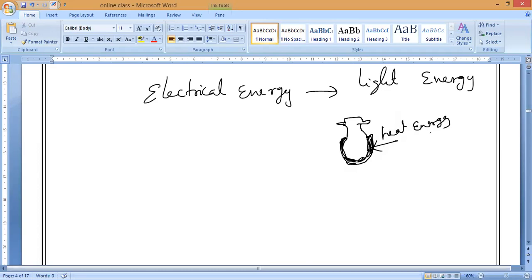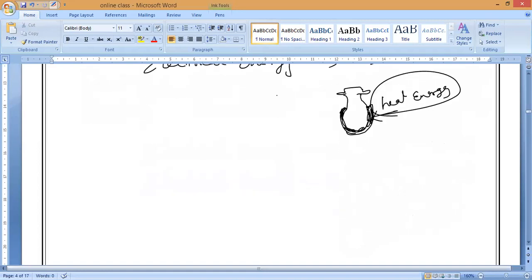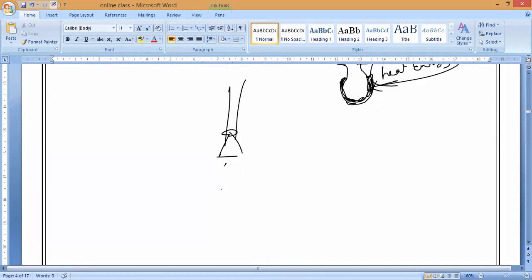That is why this heat energy here is called wasted energy. Understanding? So energy is wasted. For example, you have a fan in your home. Do you have a fan in your home, everybody? So everyone has a fan. So you might be noticing.